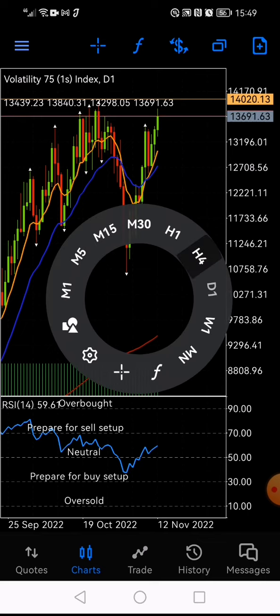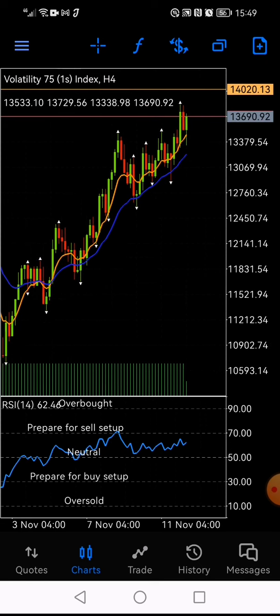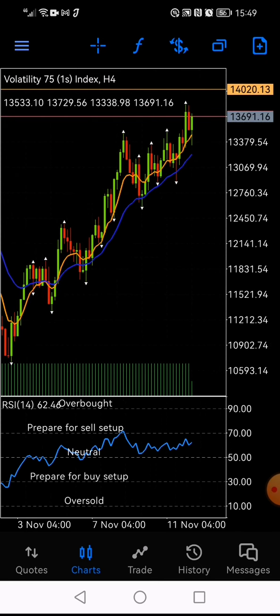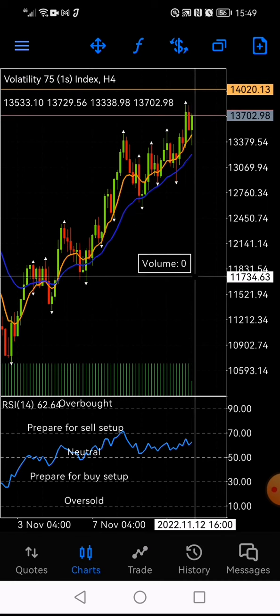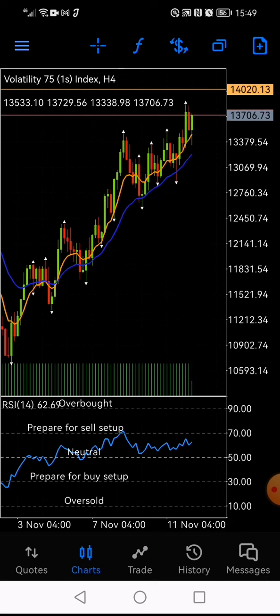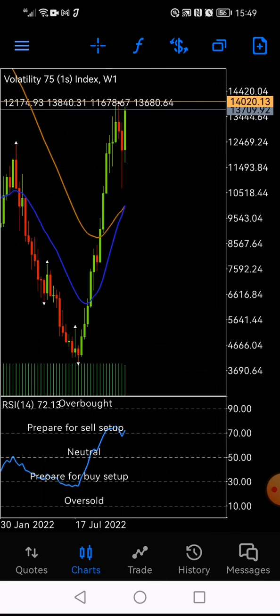So okay, on the 4-hour chart, as you can see, it went up, then it came down, hence the red candle here. But now it's trying to go up again. Guys, I forgot to tell you. Let me go back to the weekly chart.